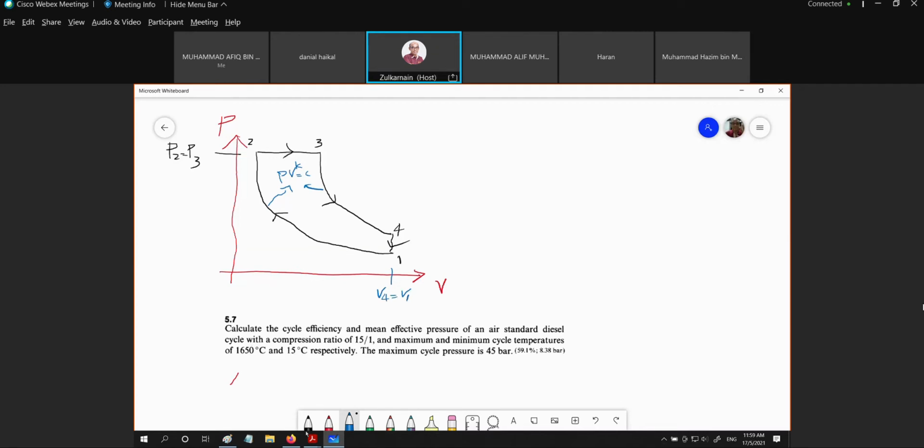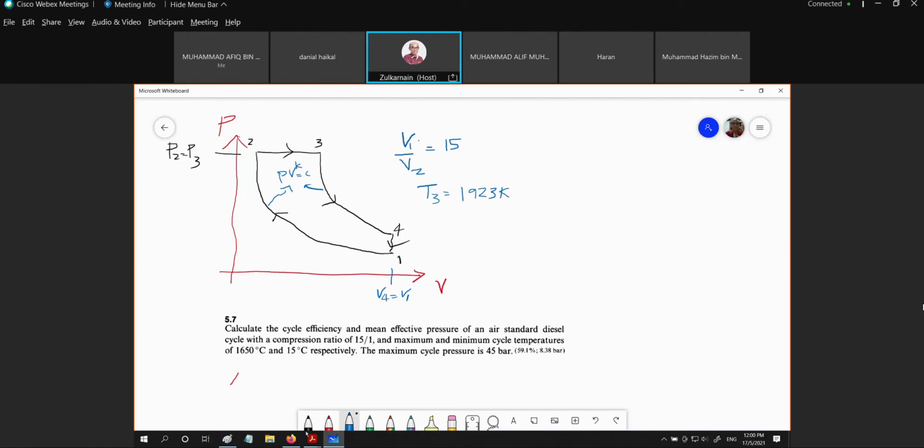The compression ratio is 15:1. What is compression ratio? Compression ratio is V1 divided by V2, which is equal to 15. And then the maximum and minimum cycle temperature. The maximum cycle temperature should be T3, which is the temperature after the heat addition process. So this is 1650 plus 273, which is equal to 1923 Kelvin.